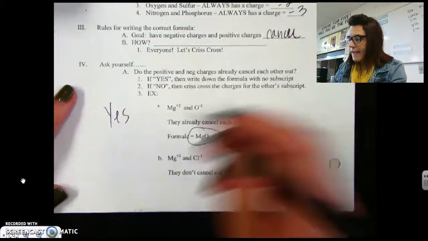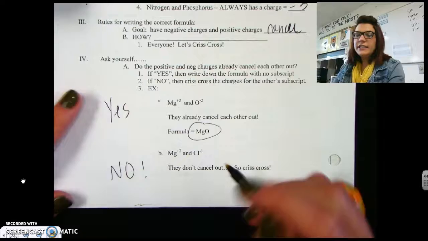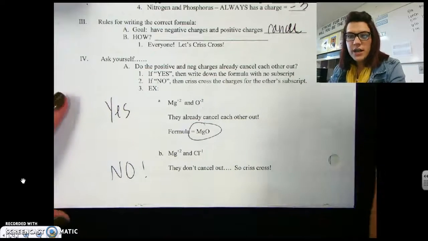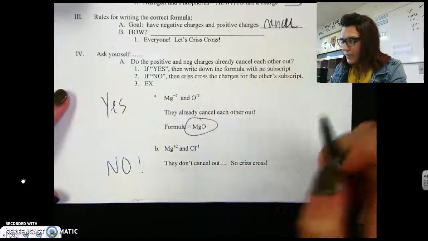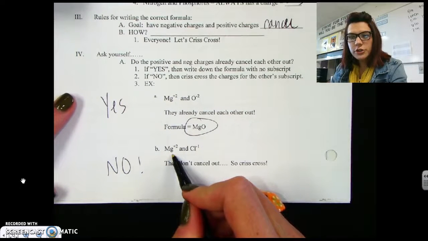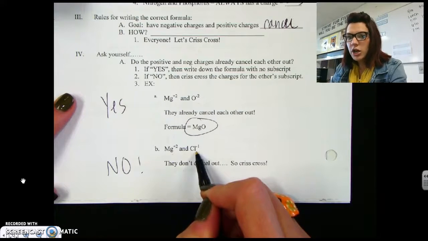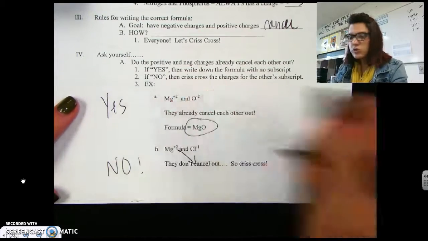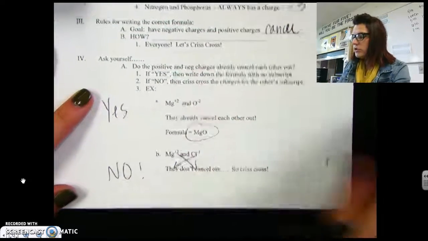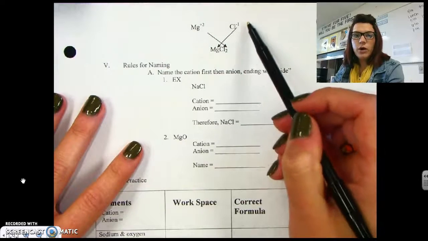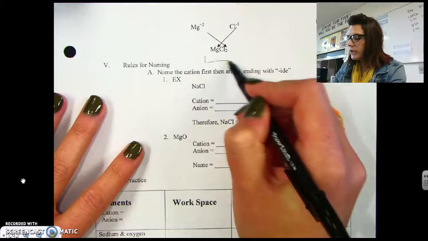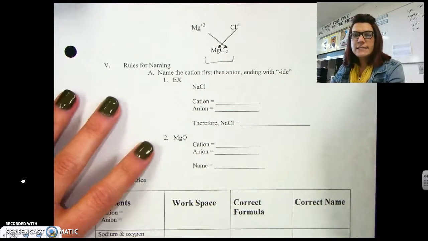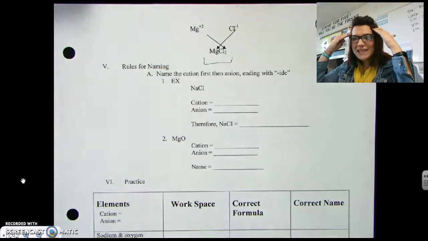Okay? If the answer is no, I need to crisscross the charges and give them to the other atoms, meaning magnesium has a +2 charge, chlorine has a -1 charge. +2 and -1 don't cancel. Therefore, the 2 goes to the chlorine and the 1 goes to the magnesium. And we can see this on the next page here. Okay? So the 2 goes to chlorine and the 1 goes to magnesium. And the formula here is going to be MgCl2.